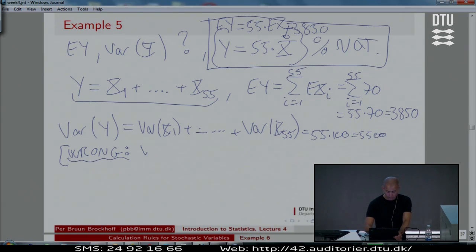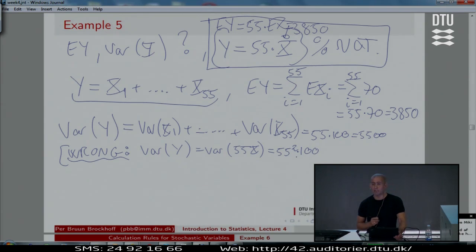In the wrong situation, let me make this point here. In the wrong situation, what would the variance of 55 times x be? Then I use the other rule telling me that when I have a fixed number times a random thing, I should take this fixed number out and square it, right? That was the rule I told you. So this would lead to this answer. 55 times as big as the other one. You would believe that your variance is 55 times as big.